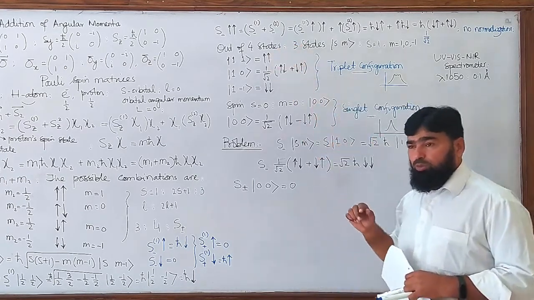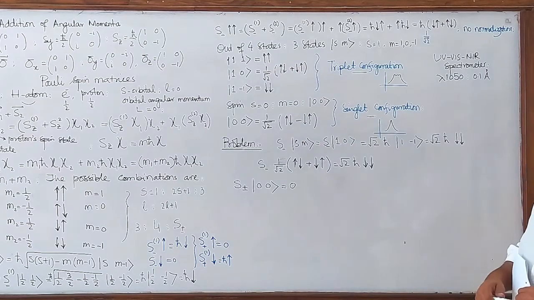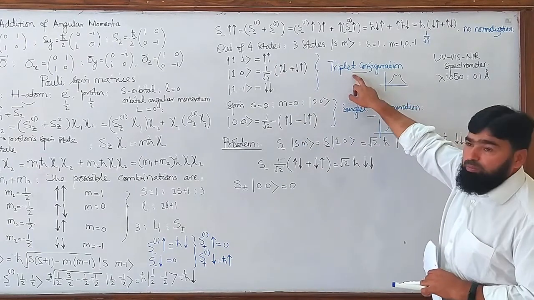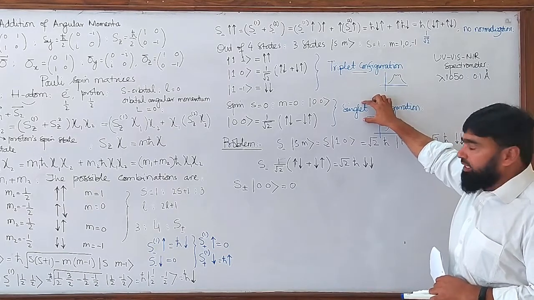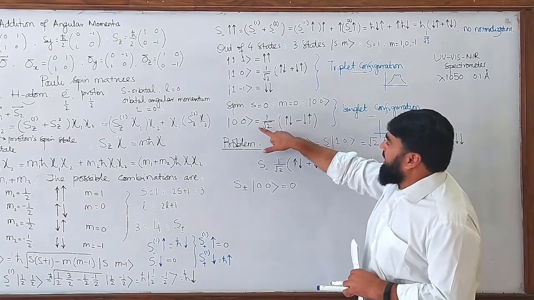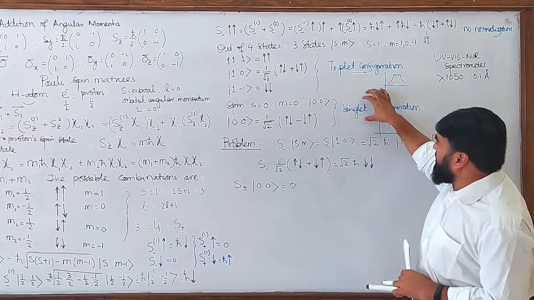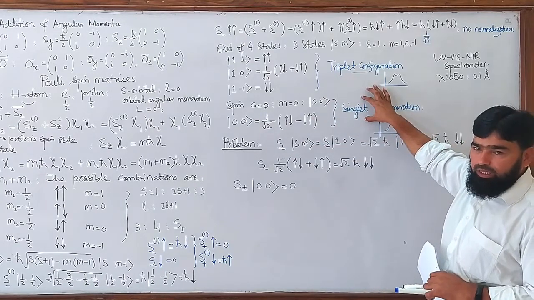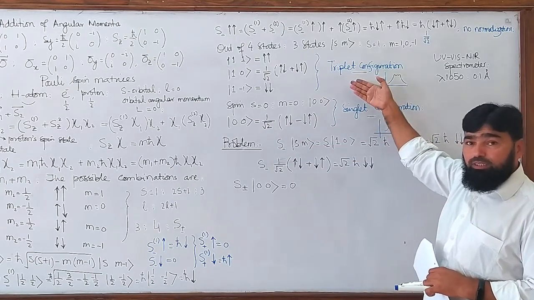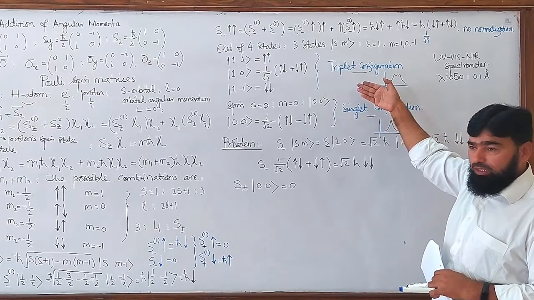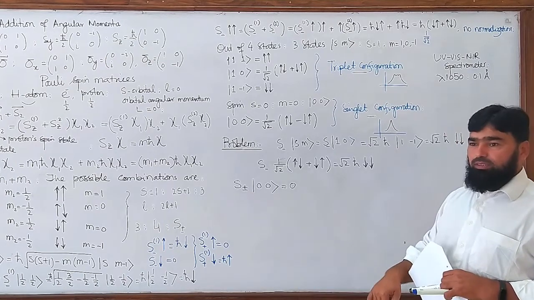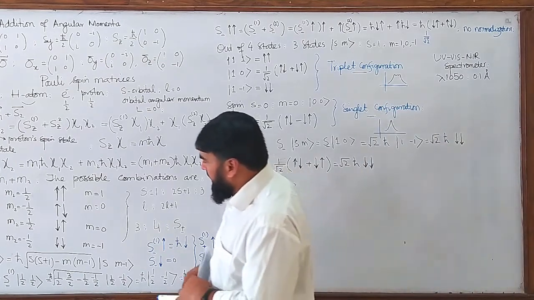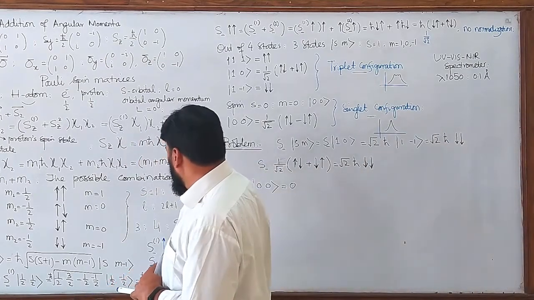Because 3 states were there, 3 possible configurations, which we call triplet. On this one, it's singlet. So when you apply S plus on this, this is the only possible state. No other state above this one. So you will get 0. You apply S minus on this, it's the same story as you did here.